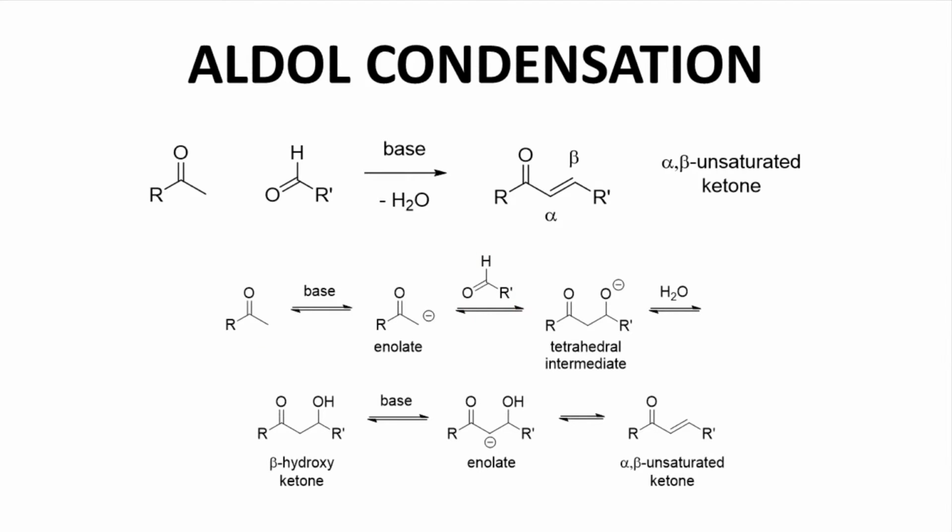The resulting tetrahedral intermediate is protonated by a solvent, water or ethanol in our reaction. This gives an initial product of a beta-hydroxy ketone. This product can again be deprotonated by base to make a new enolate. Elimination of hydroxide gives the alpha-beta unsaturated ketone. Note that each of these steps is reversible.